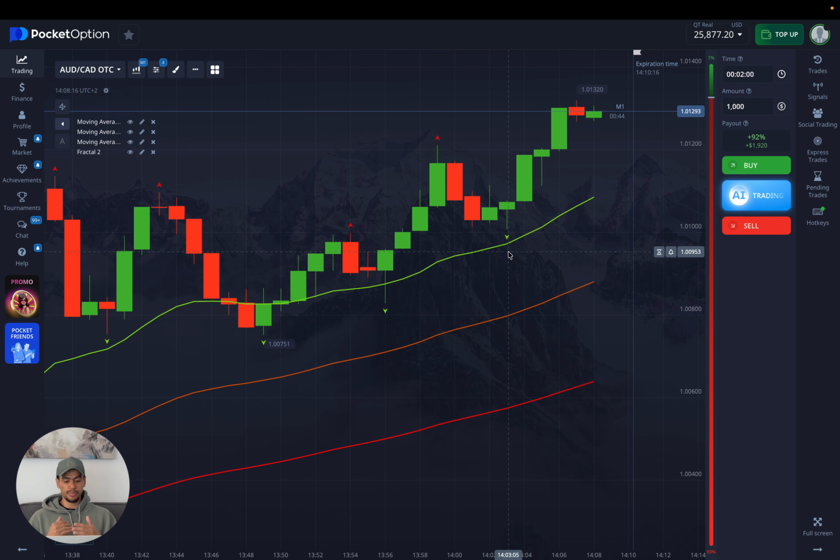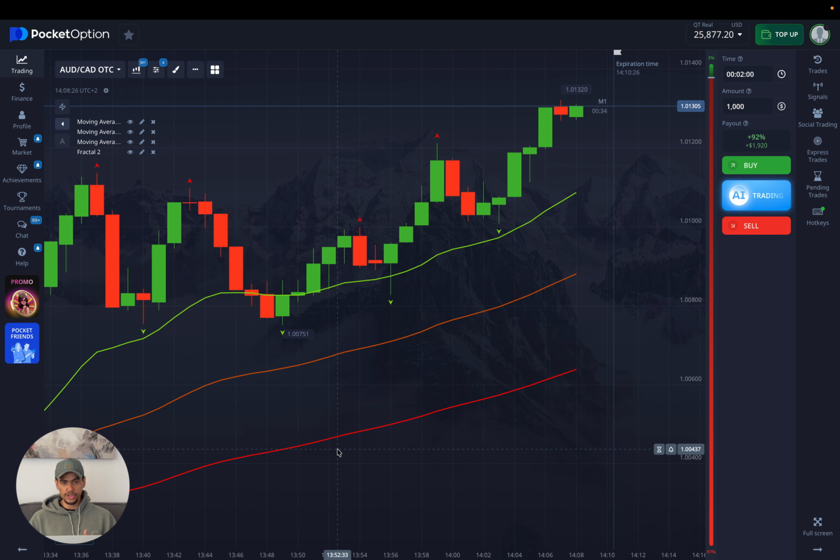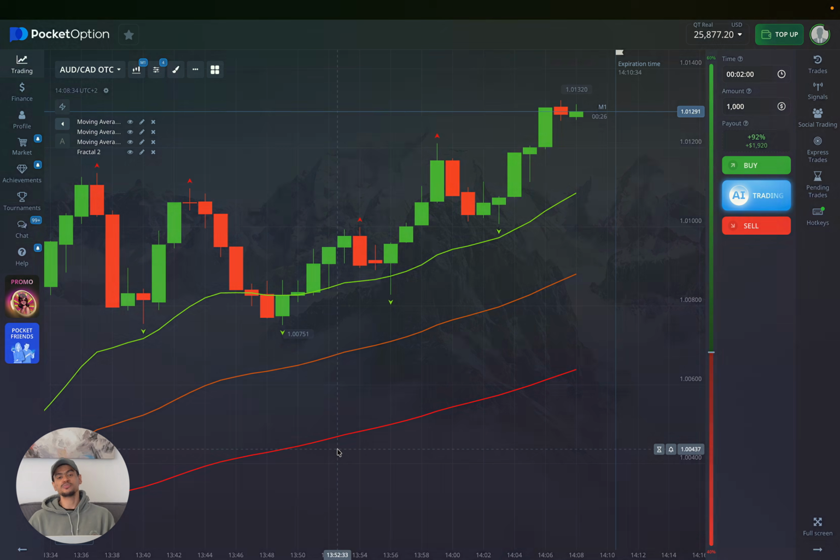They also have to be parallel, and you're looking for the pullback into the 20 or 50, but at that time you're going to be looking for a red fractal, and the price action should be under the moving averages. So that's how simple it is. Now let's go into the market, let's find a good opportunity, and let's make some money.